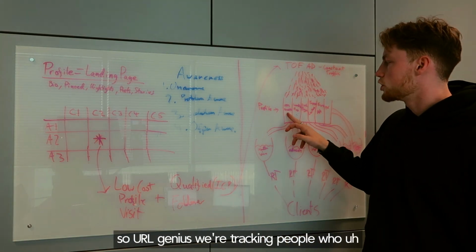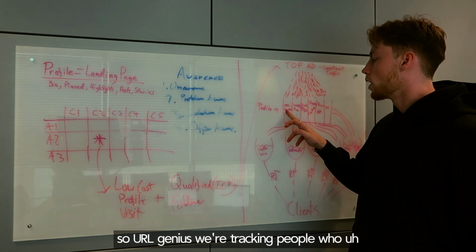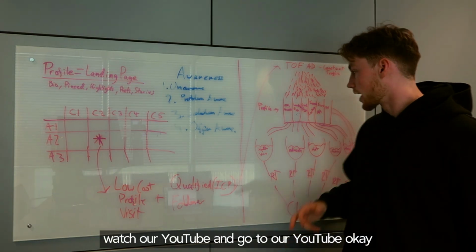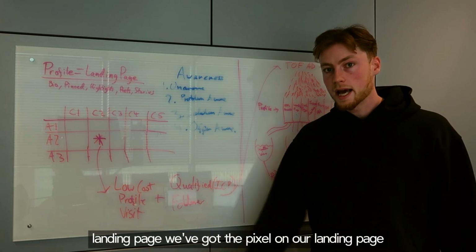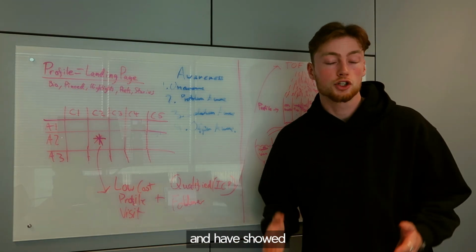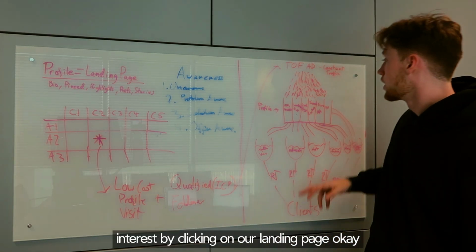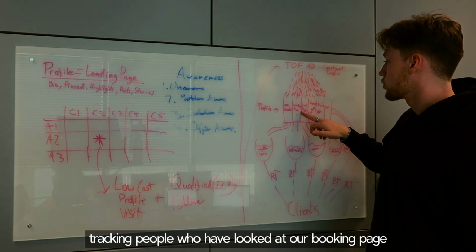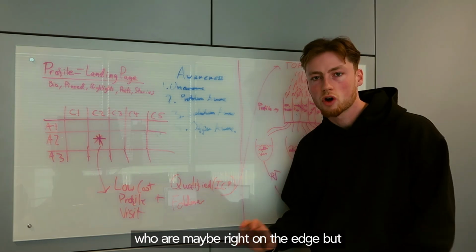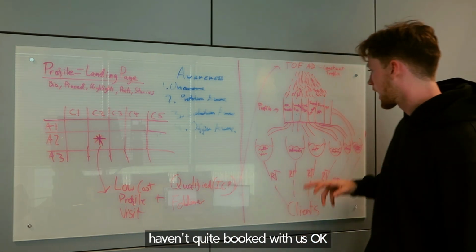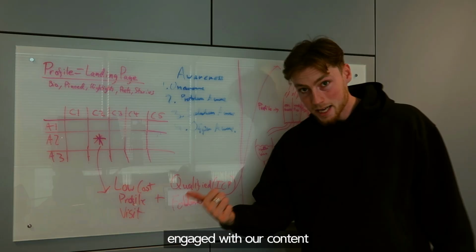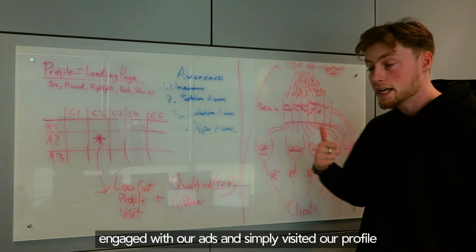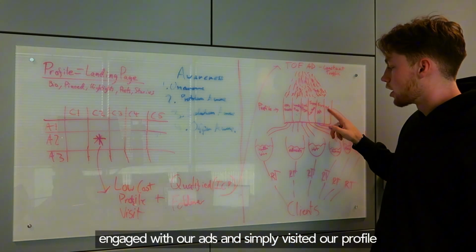Okay, so URL Genius, we're tracking people who watch our YouTube and go to our YouTube. Okay, landing page, we've got the pixel on our landing page. We're tracking people who are showing intent and have shown interest by clicking on our landing page. Okay, then we're tracking people who have looked at our booking page, who are maybe right on the edge but haven't quite booked with us. Okay, we're also tracking people who have engaged with our content, engaged with our ads, and simply visited our profile.